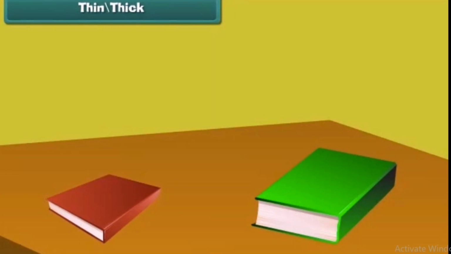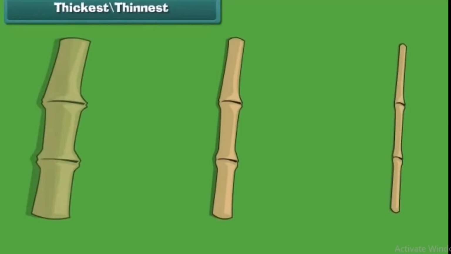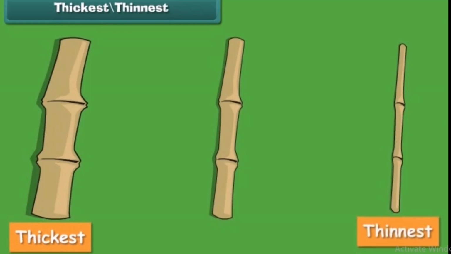Some objects are thin and some are thick. The picture on left is thin. The picture on right is thick. To compare the thickness of more than three objects, we use the words thickest and thinnest. The first stick is thickest. The third stick is thinnest.